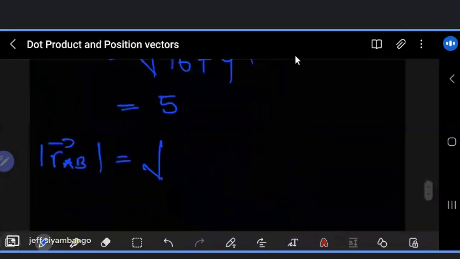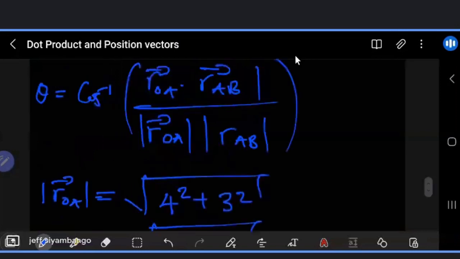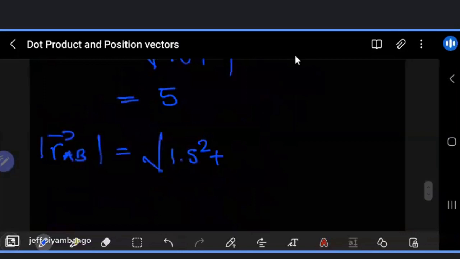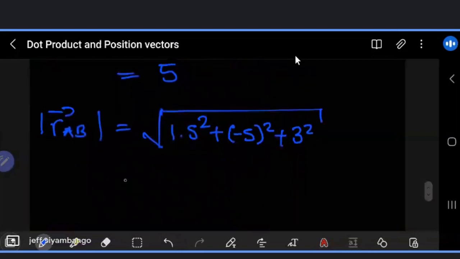That's 1.5 squared plus, notice that the next one is a minus 4. It won't really matter since it's going to be squared. So just don't forget the minus is there. Then you square everything, including the minus. Then the last one is a 3 going up. So this is what you have to evaluate. So what is this giving you?